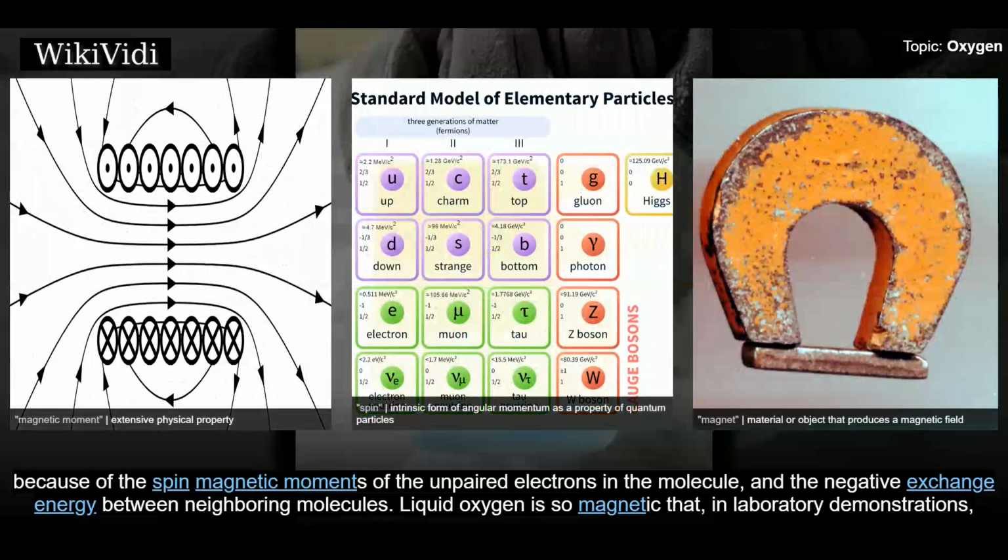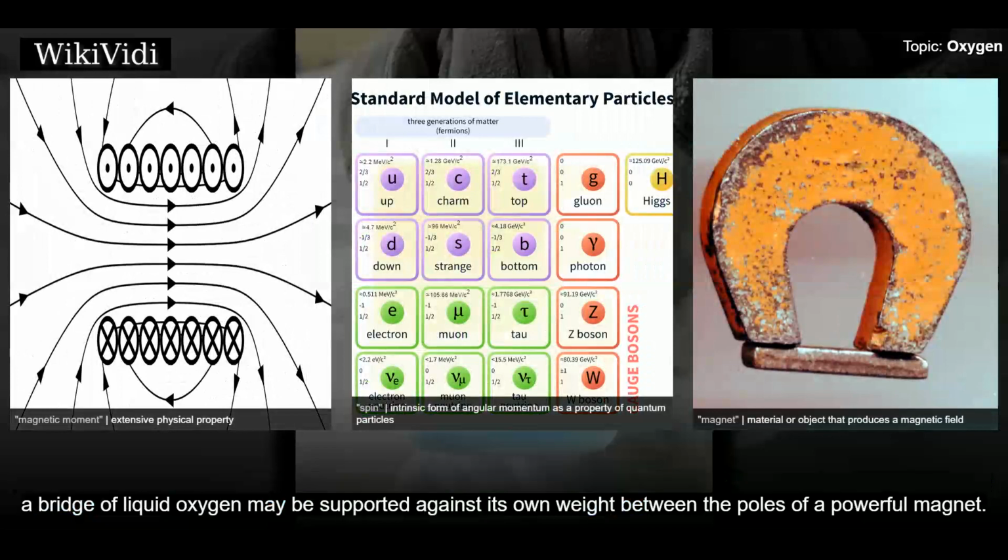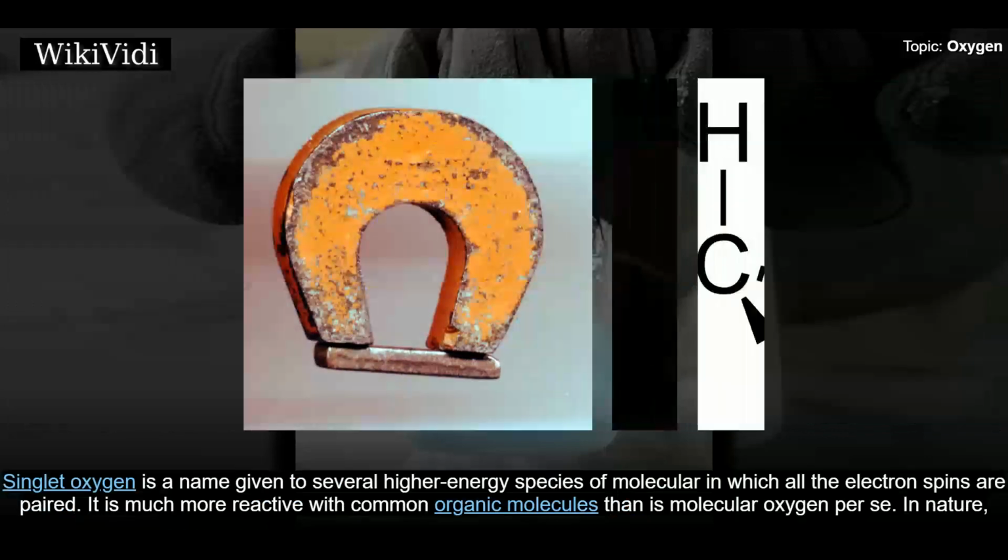Because of the spin magnetic moments of the unpaired electrons in the molecule, and the negative exchange energy between neighboring O2 molecules, liquid oxygen is so magnetic that, in laboratory demonstrations, a bridge of liquid oxygen may be supported against its own weight between the poles of a powerful magnet.